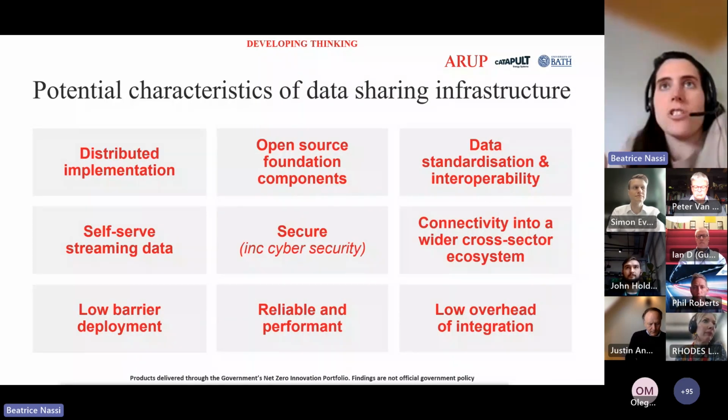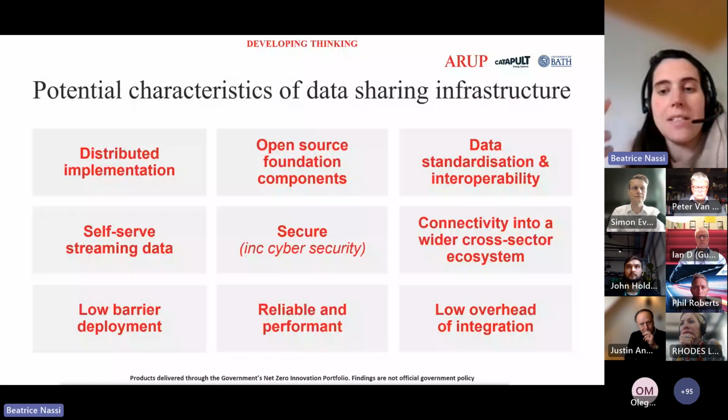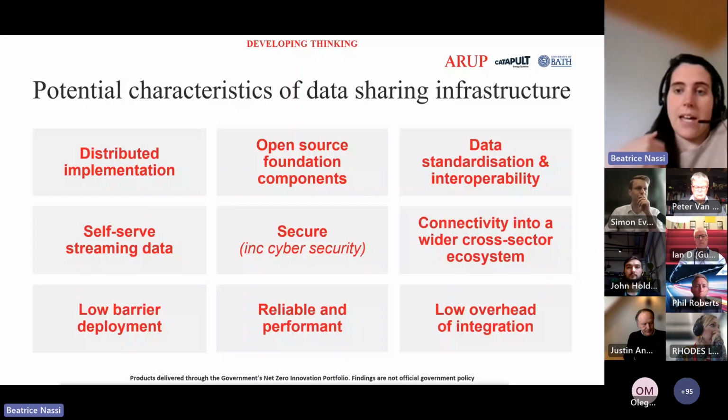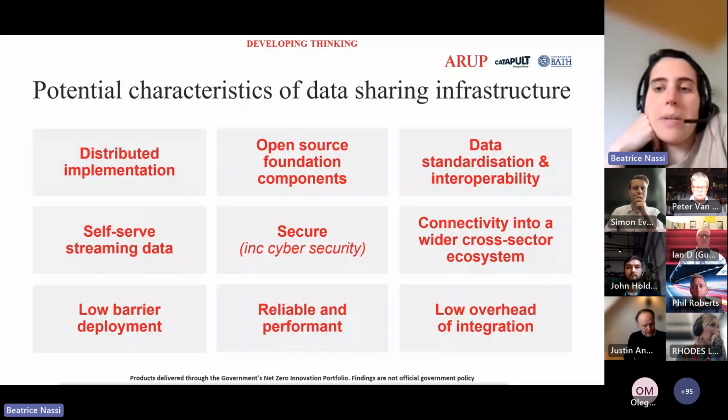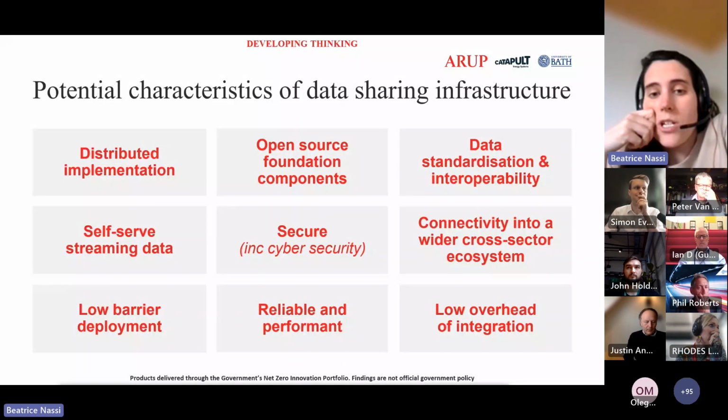And this is a fundamental shift from a more monolithic type of architecture, and would allow us greater scalability and fault tolerance across participants as the system expands. The other key characteristic is open source foundational components. In order to really promote interoperability and the widest deployment from people, we are looking to have some of the core foundational components built in open source technology.